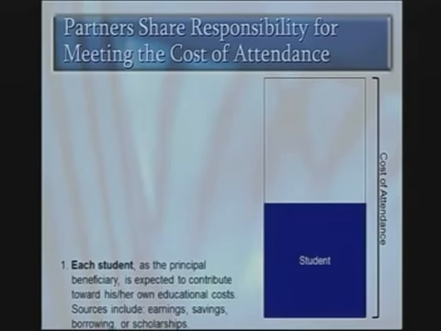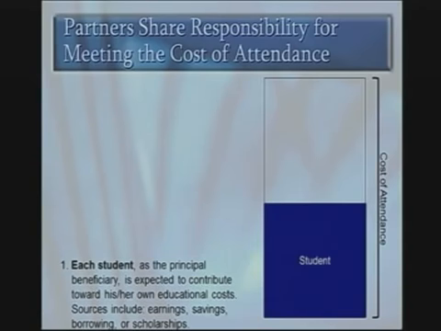So what they've tried to do is they've said, in Oregon, I'll use that as an example, that the student should be the first participant in paying for their education, at least as it's advertised. As a principal beneficiary, every student should be expected to contribute. And they can bring a variety of resources to this. They can bring earnings, savings, borrowing, or their scholarship.